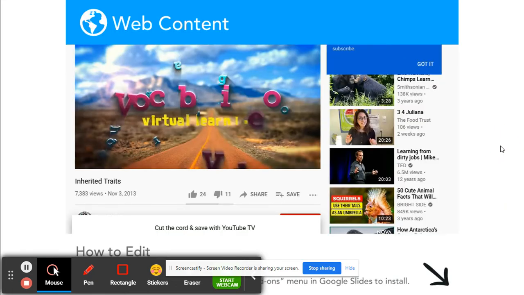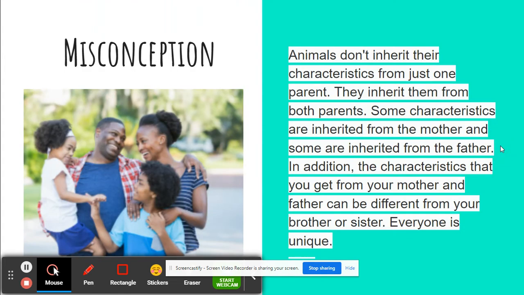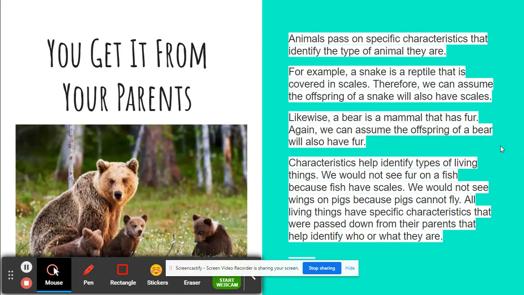So you're going to watch a video about inherited traits. Now, there are some misconceptions. Animals don't inherit their characteristics from just one parent. They inherit them from both parents. And some characteristics are inherited from the mother, and some are inherited from the father. In addition, the characteristics that you get from your mother and father can be different from your brother or sister. So everyone is unique. You get it from your parents.